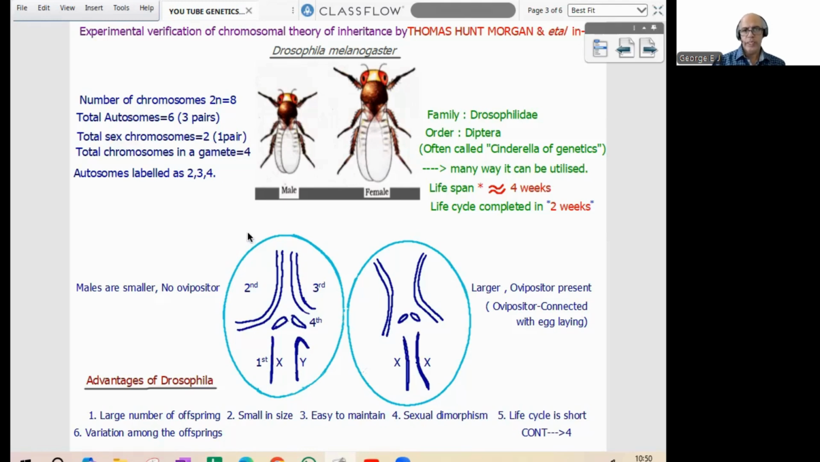Advantages of Drosophila. Theory question. Even how many correct, how many incorrect, that type of question can be one need. Large number of offsprings it can produce. Organism is small in size, so easy to maintain. Sexual dimorphism is there. Life cycle is short, and variation among the offsprings. So these are the basic requirements for genetical experiments.